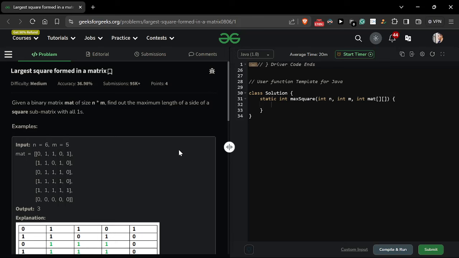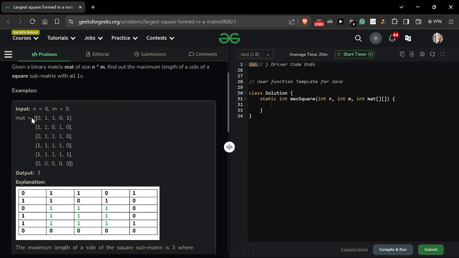Hello and welcome everyone. Our today's question is largest square formed in a matrix. So we have a matrix of n cross m and we have to find the maximum size of a square submatrix with all ones. We have to find the largest length of a square where every cell is 1.